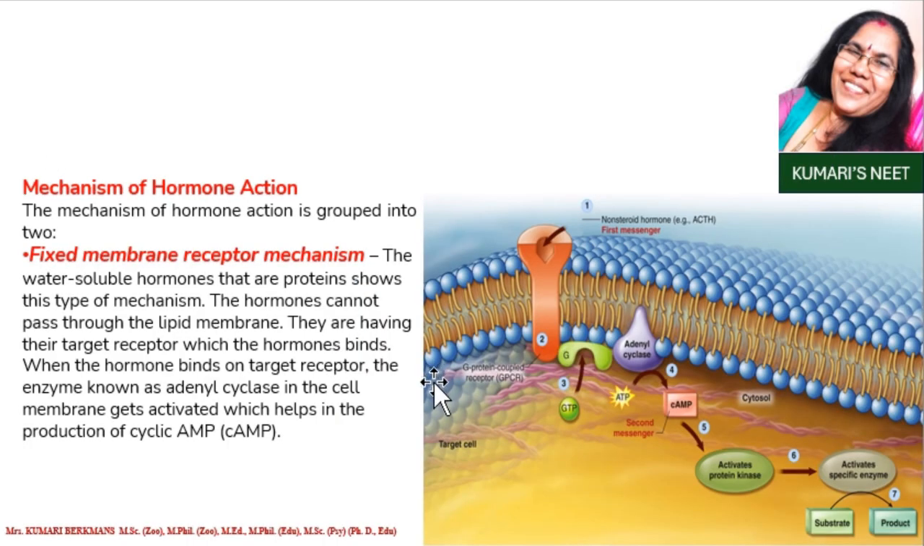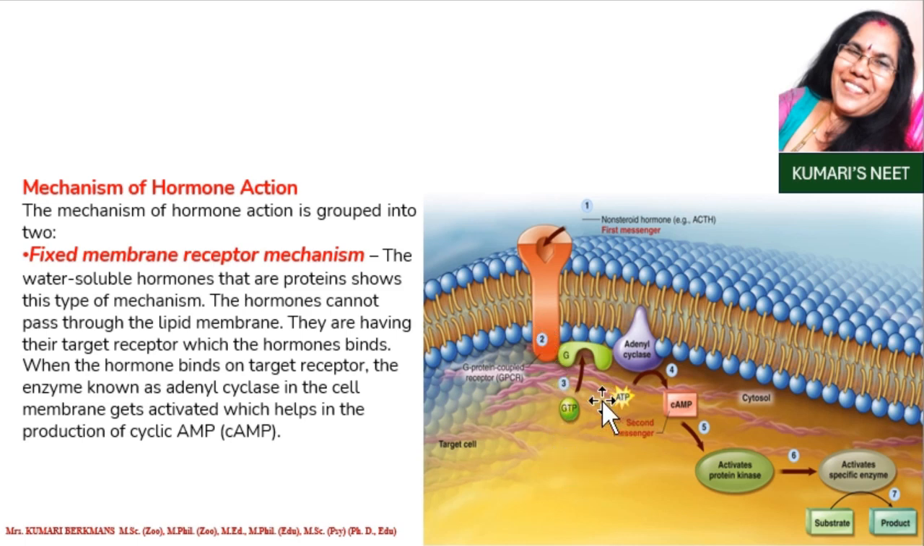What is the fixed membrane receptor mechanism? The receptor is fixed in one place. The water soluble hormones, that is the proteins, show this type of mechanism. The hormones cannot pass through the lipid membrane, as I already told you, so they have to be taken up by a particular receptor. Through this receptor the hormone enters the cell cytoplasm.